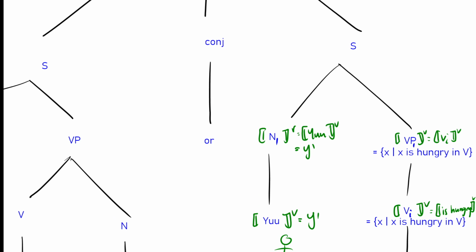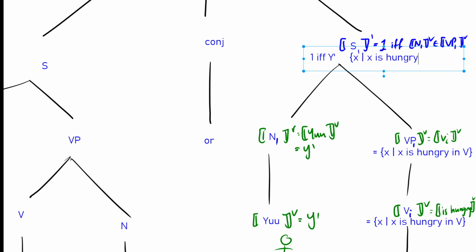So at this point, we can go up to our first sentence, S1, and we can ask ourselves, when is this sentence true? Well, the rule says for sentences that it's going to be true if and only if the value of our subject is an element of the value of our verb phrase. So basically what this means is that our subject is in the set of things, whatever our verb phrase is. So Y prime should be in the set of X such that X is hungry. So we can type this out. So this is going to be 1 if and only if Y prime is an element of, I'll put the symbol in there after, X such that X is hungry in V.